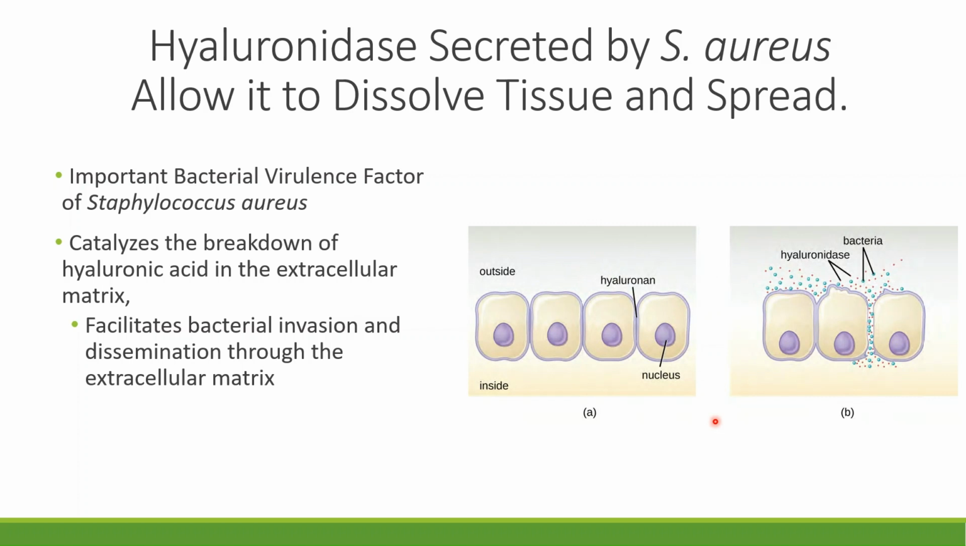And you can imagine the cells in your body are made up of this brick wall, and the mortar between the bricks, or your cells, is this hyaluronic acid. Bacteria like Staphylococcus aureus produce hyaluronidase, and that enzyme can dissolve that mortar, allowing that bacterium to invade into new tissue spaces and spread, like a thief breaking into a building.